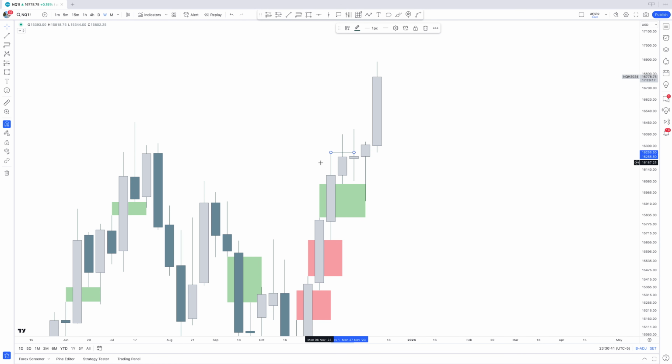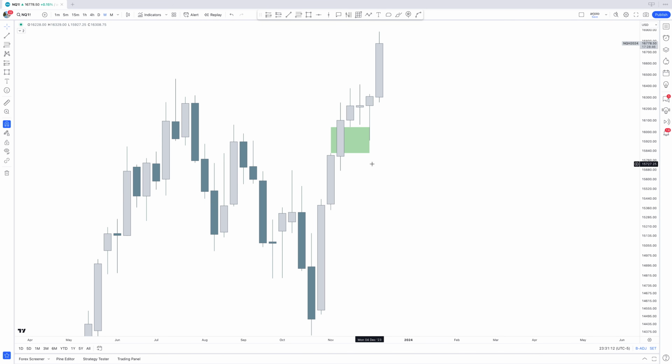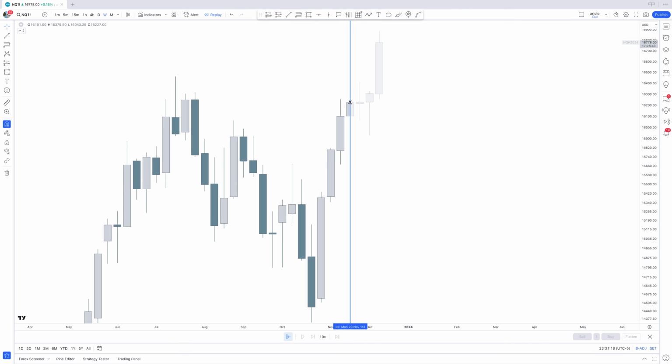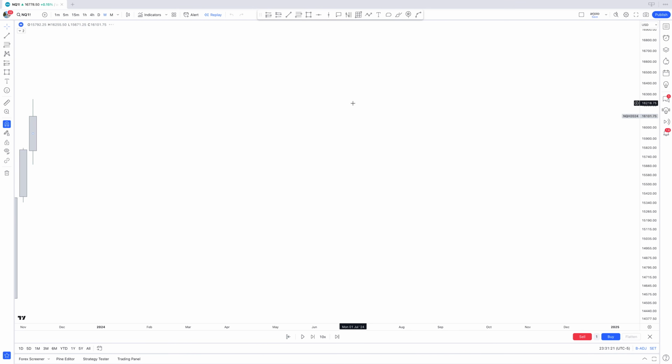The knowledge is fun, but we want to make money here. So what do we do in this situation? So I want us to pay attention to this green fair value gap right there. I'm going to remove it, going into the replay mode to show you exactly the thought process.